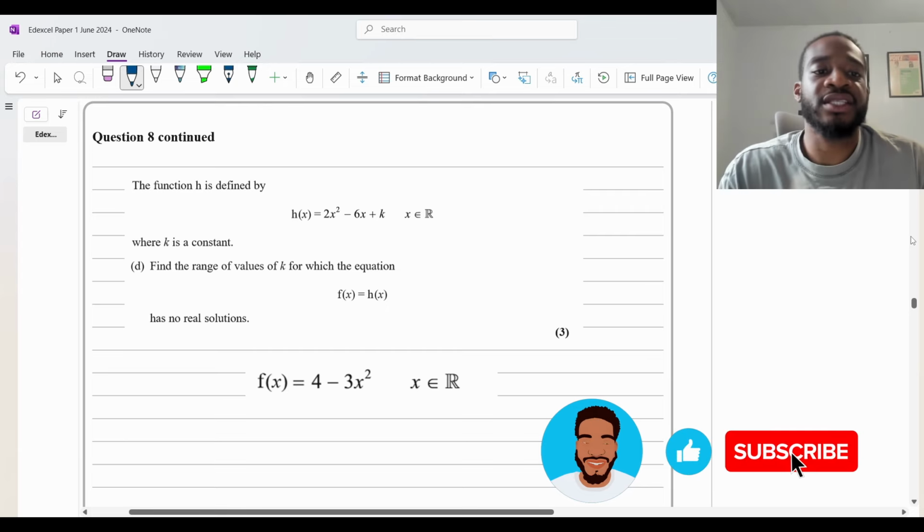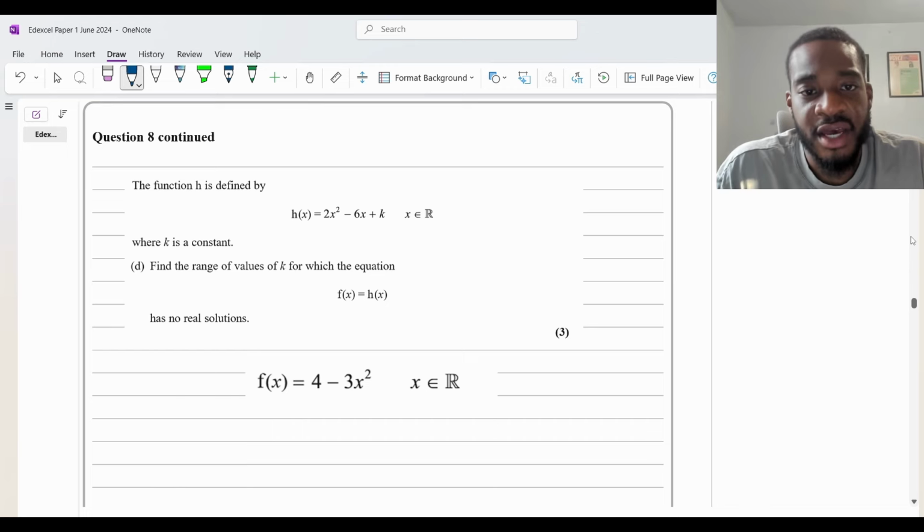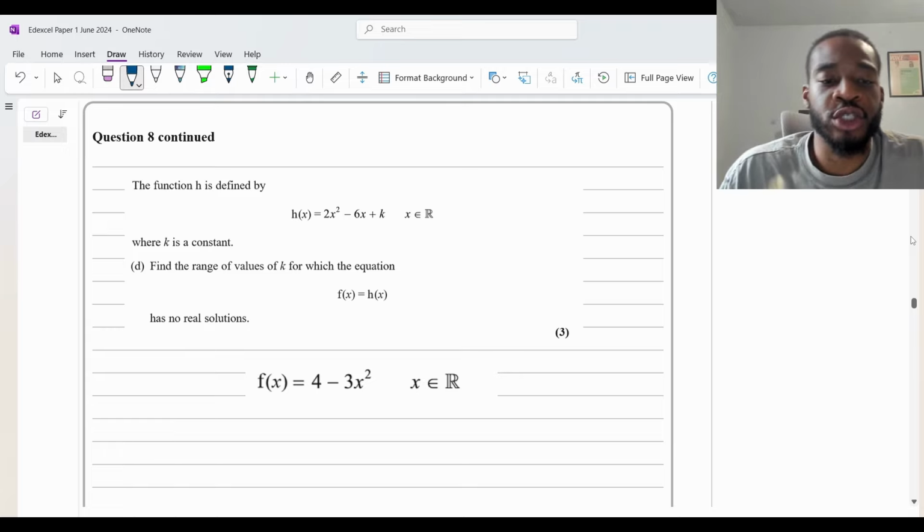Okay, so part D. The function h is defined by h of x is equal to 2x squared minus 6x plus k, where x is an element of the reals, where k is a constant. Part D says find the range of values of k for which the equation f of x is equal to h of x has no real solutions, for 3 marks.